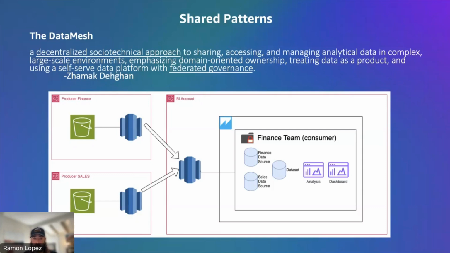So we have some very large enterprises that are doing this approach, leveraging data sharing, leveraging multiple accounts, as well as data sources and folders to integrate QuickSight into their data mesh.